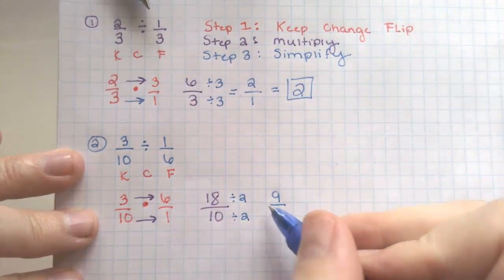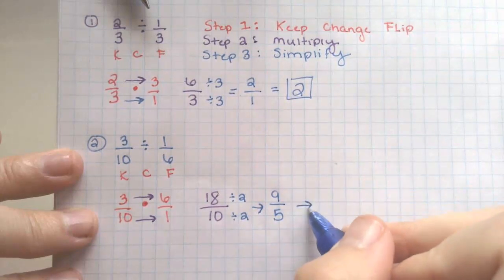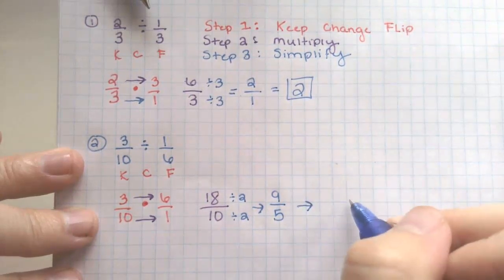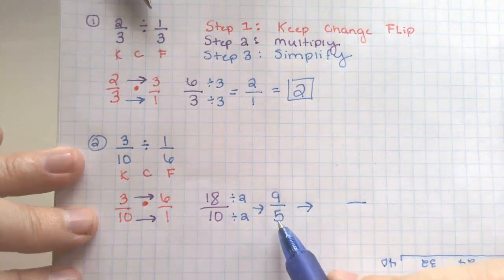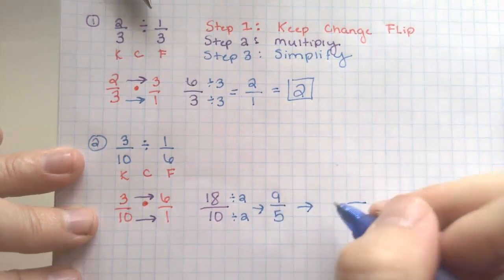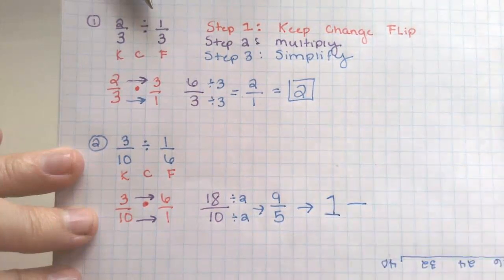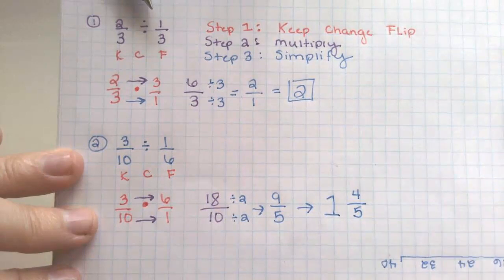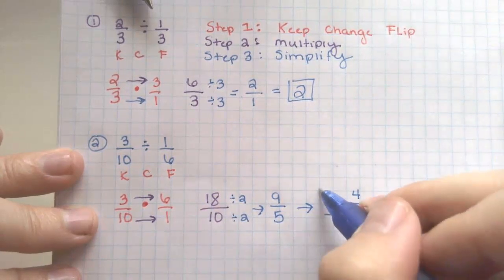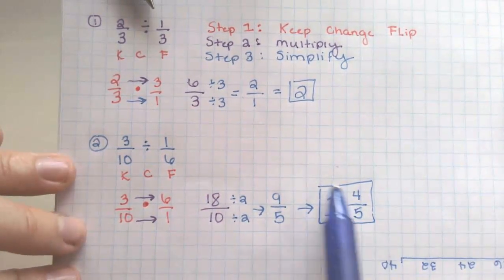All right, so now I have an improper fraction. I'm going to put it into a mixed number. So how many times can 5 go into the number 9 without going over? Well, 1 time, because then I'll have 4 left over. So this one was a doozy. We had a whole bunch.